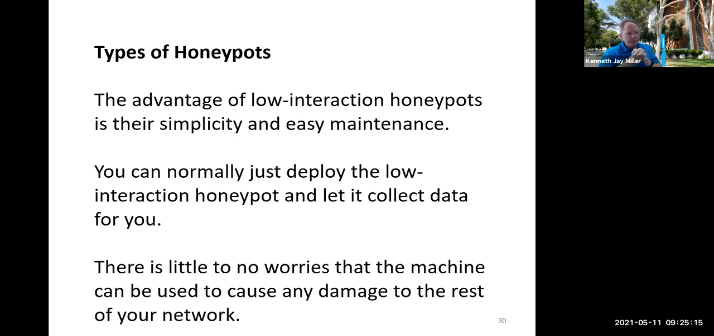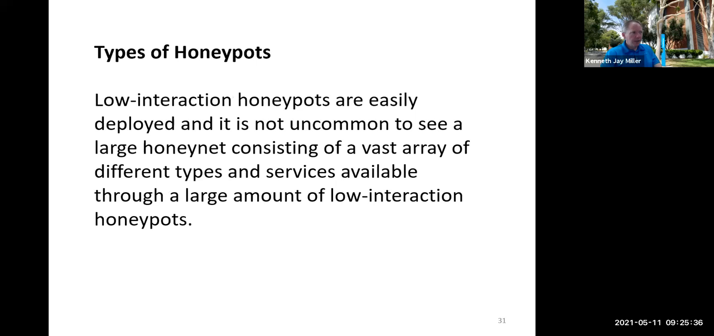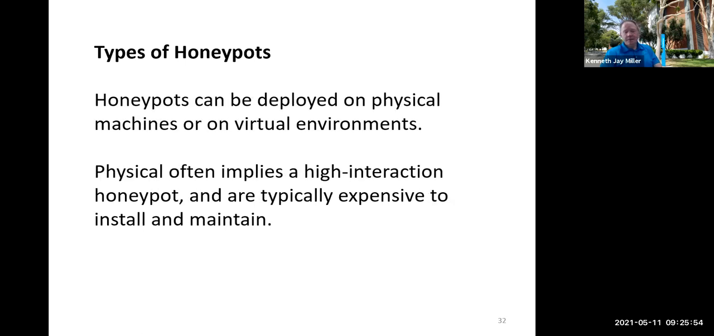So you can normally just deploy the low interaction honeypot and let it collect data. There's little to no worry that the machine can be used to cause any damage to the rest of your network. So low interaction is very, very common, but you don't get the minute details of the attack sequence. Now, they're easily deployed, and it's not uncommon to see a large honeynet consisting of a vast array of different types of services available through a large amount of low interaction honeypots. And they can be deployed on both physical machines or on virtual environments.